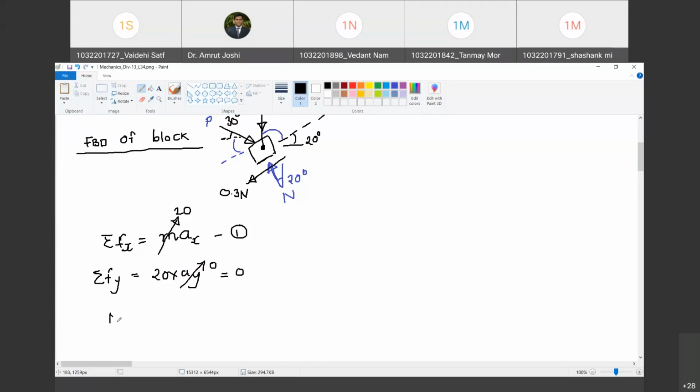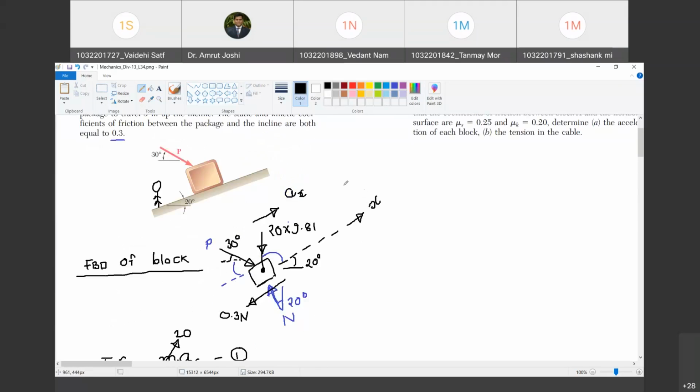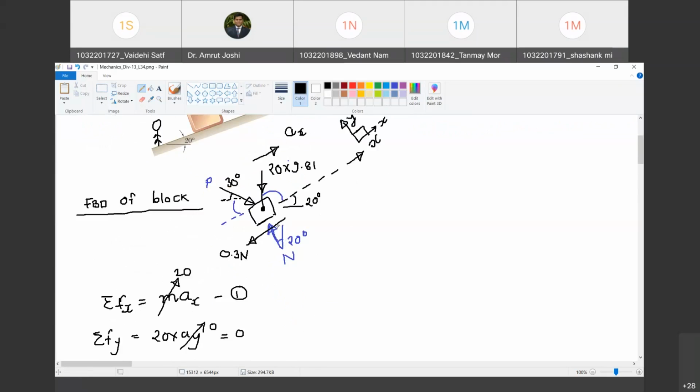This will be n. Are you with me? Y is in the positive direction, perpendicular to the x. This is x. So now n, does this 0.3 n have a component in y direction? No, because it is along x. Are you with me?